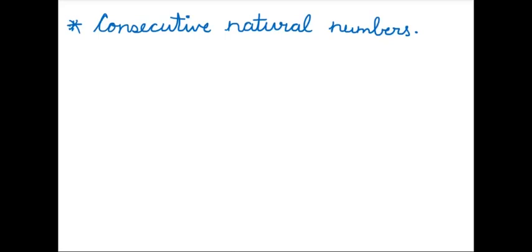Let us now recall consecutive natural numbers. So you all know what are natural numbers, isn't it? The numbers which we use for counting are called natural numbers. Now what is consecutive? If the numbers come after one another, then such numbers are called consecutive natural numbers. For example, if I take 5, which is the number after 5? Correct. 6. So these are two consecutive natural numbers.